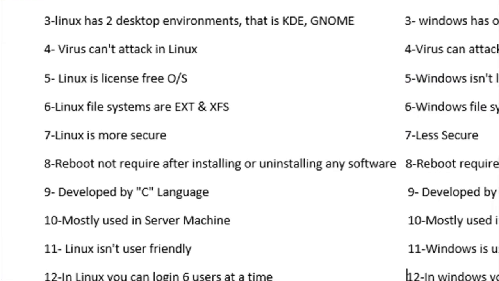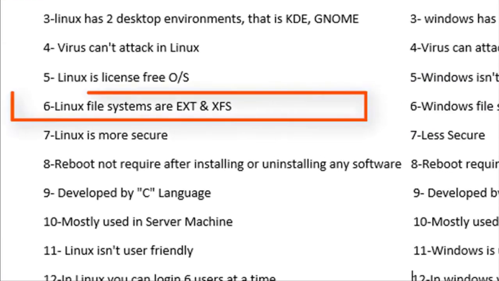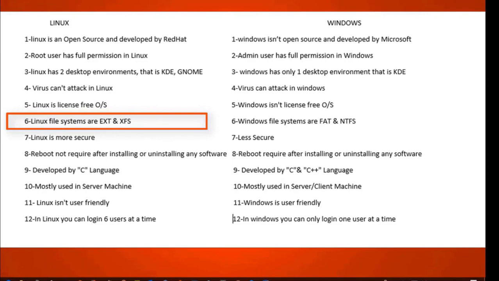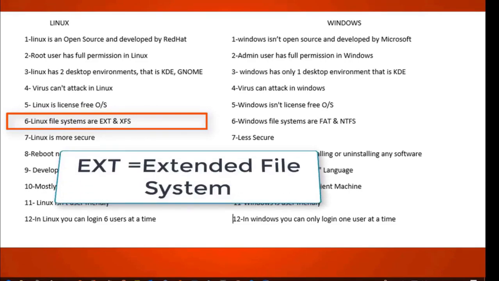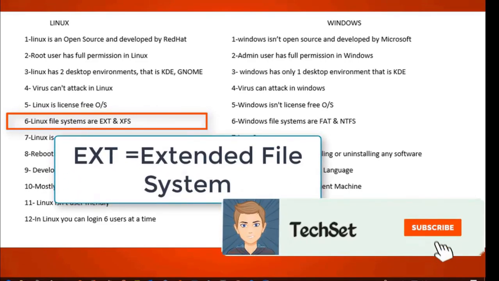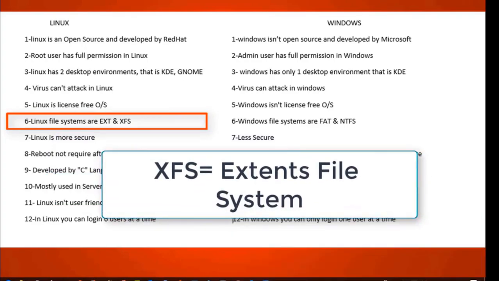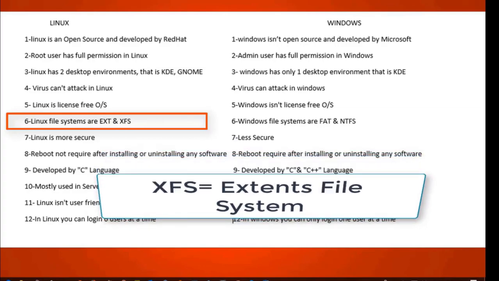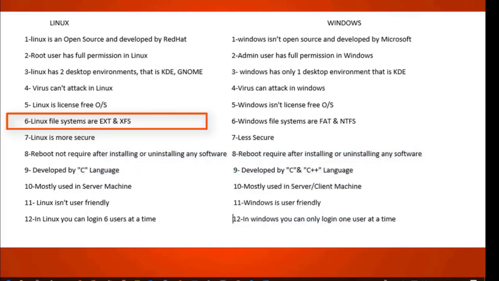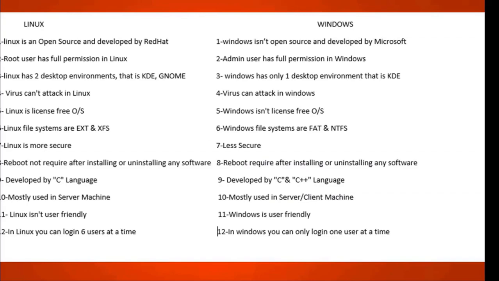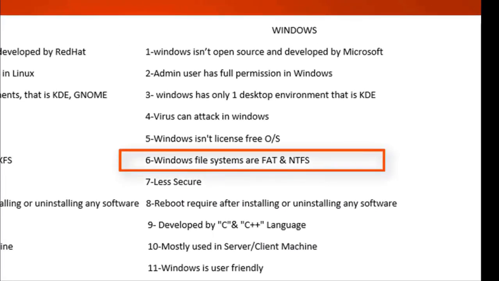Difference 6. In Linux, to format any partition, we use two file systems. The first is ext. ext stands for extended file system, and the second one is xfs. xfs stands for extents file system, and we are going to discuss the difference between ext and xfs in our upcoming videos. In Windows, whenever we create any partition, we have to format that partition.